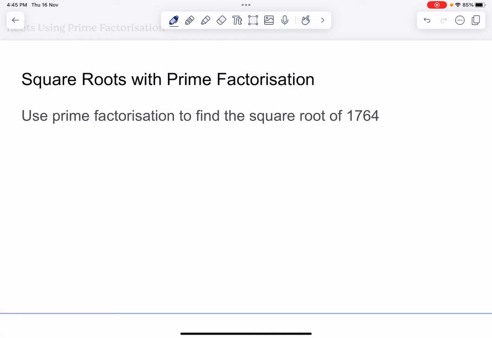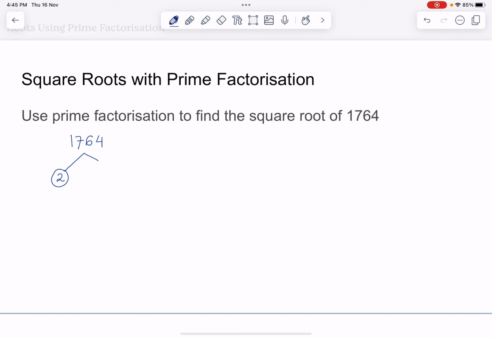Hello students, in this video we are going to use prime factorization to help us find the square root of larger numbers. In this example, 1764, we will do the prime tree. Okay, so I know it's an even number, so it must be divisible by 2.